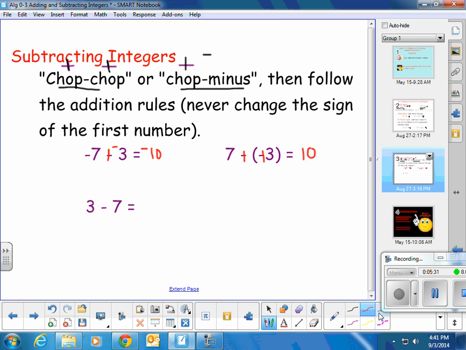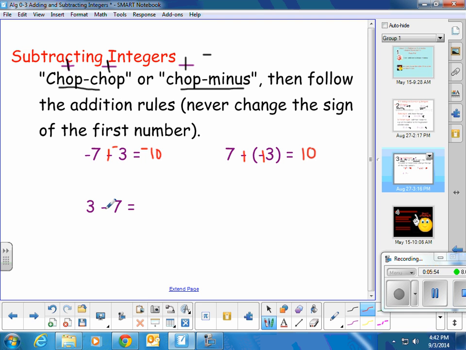Now our last example, 3 minus 7. I don't see any negatives in my problem, but this is one of those problems where you're taking away a bigger number from a smaller number. And what happens then is you end up negative. If you're starting at 3 on a number line and you take away 7, you're going to end up to the left of 0. It's going to be negative.